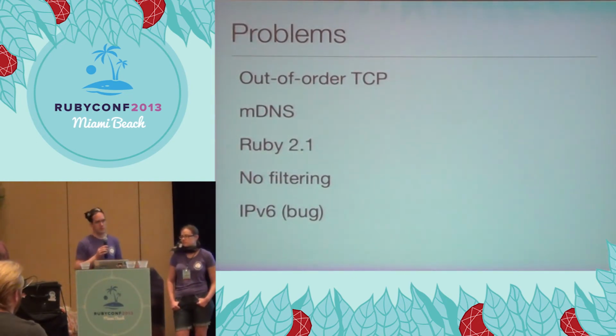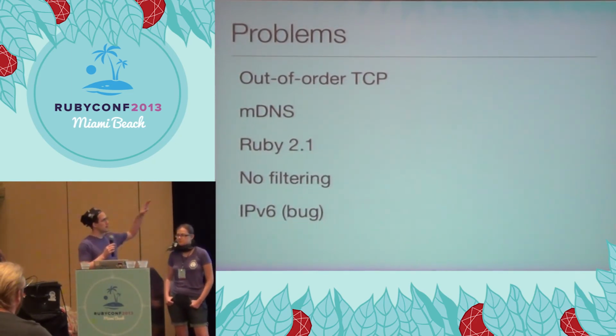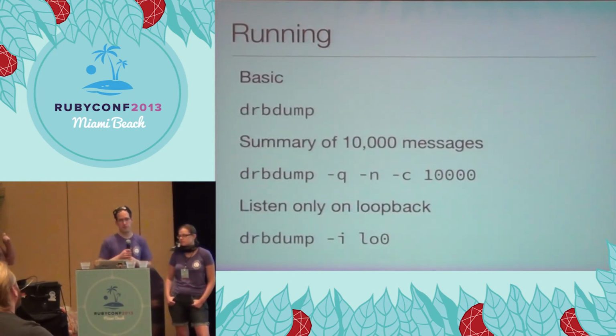It doesn't have everything, it doesn't implement everything. It doesn't understand out-of-order TCP or MDNS, except that's going to be fixed in Ruby 2.1. And there's also no filtering yet, and I think IPv6 support is currently broken. So you can run it as root like this, DRb dump, and it'll just be like TCP dump. It'll show you all the messages going by.